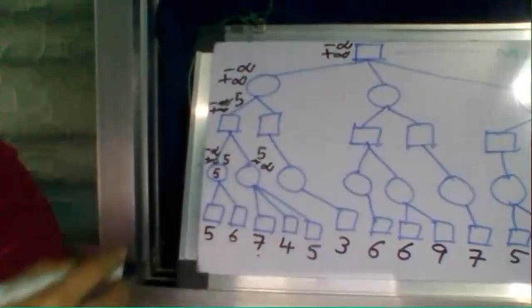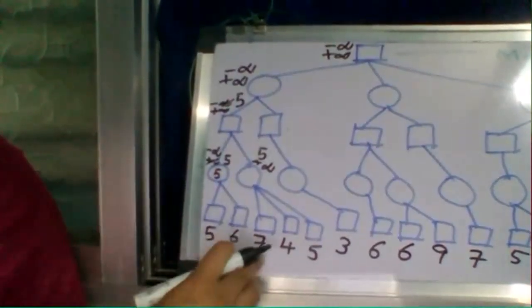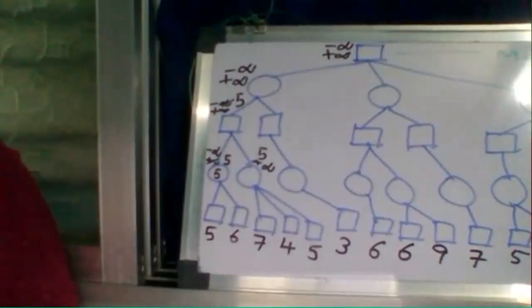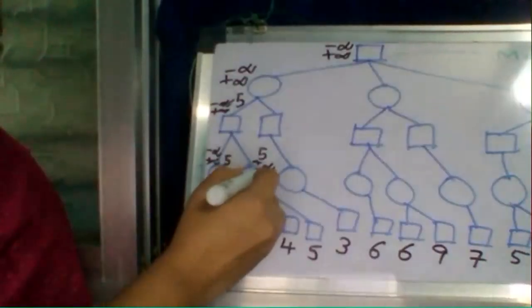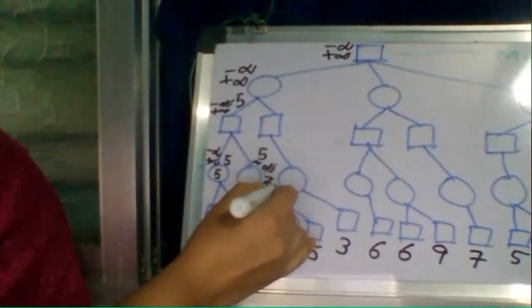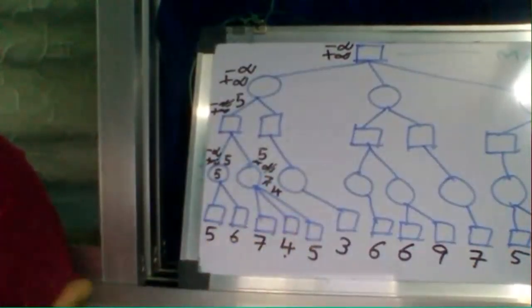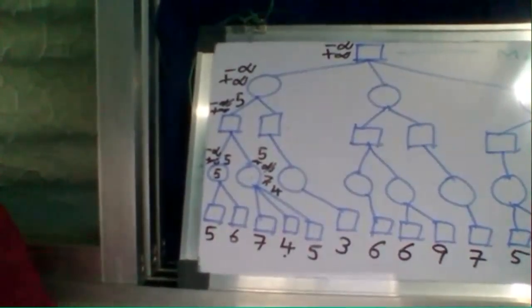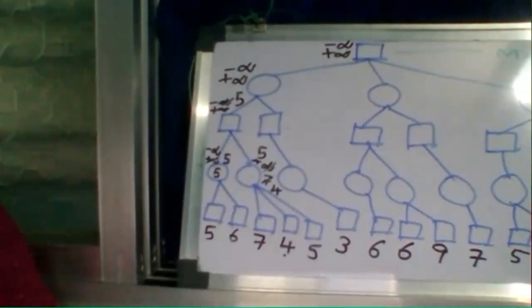And from these three, 4, at first 7 is coming. If 7 comes, then what will happen? Beta value will be modified to 7, and then when the next 4 is coming, again beta value will be modified to 4, because beta always chooses the lower value. So 7 is better than plus infinity with respect to beta, and 4 is better than 7 with respect to beta, meaning the min player. So beta value is 4 now.